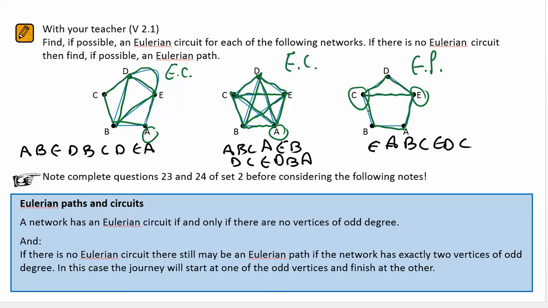An Eulerian circuit is when we travel each path or each edge once and once only, starting and finishing at the same point. An Eulerian path means that each path or edge is passed or travelled on, once and once only, but we start at one point and end at another.